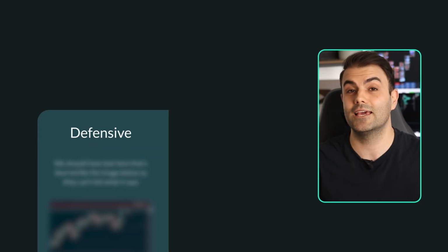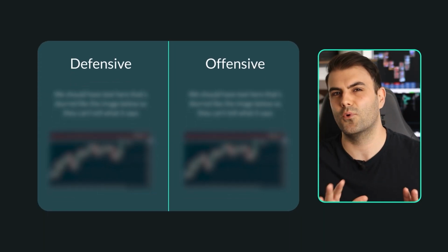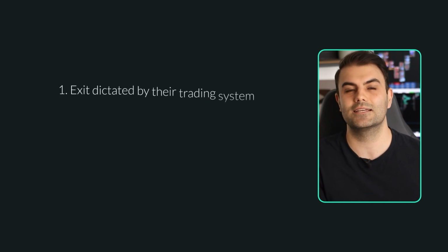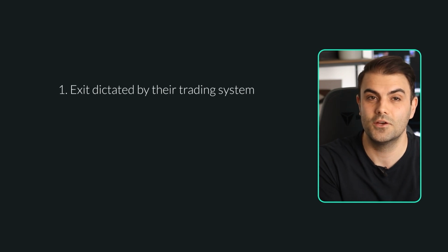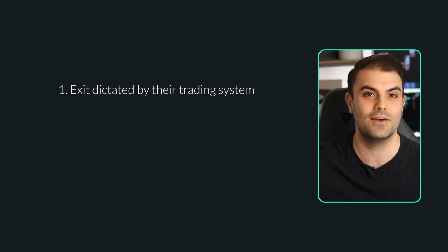I broadly put this into two categories. I can either take a defensive or an offensive approach. Now, in general, what I see from most traders is that they'll have a bias for one particular exit approach. Sometimes this is dictated by their trading system. For example, they might always take multiple partials at different key levels.